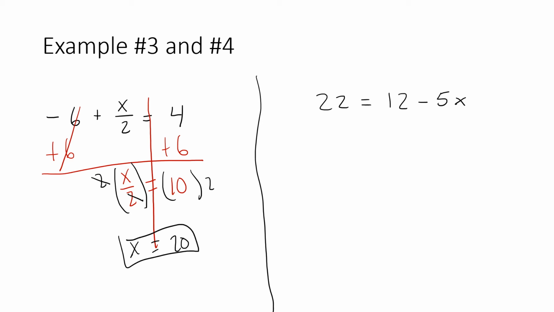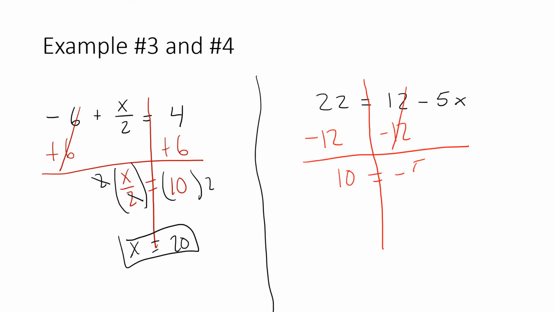Finally, on the last example, this time I notice the x is on the right side, so I need to move everything from the right to the left side. The 12 is the part that doesn't have the x, so I'll move the 12 first. It's a positive 12 because there's no sign in front of it, so I will subtract it to move it first. 10 equals negative 5x.